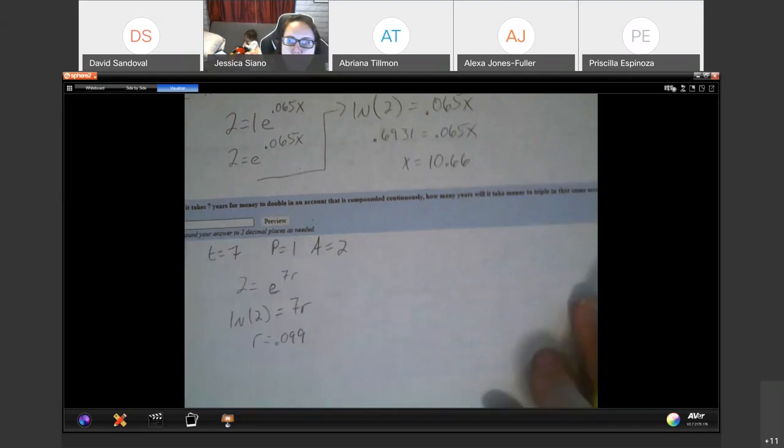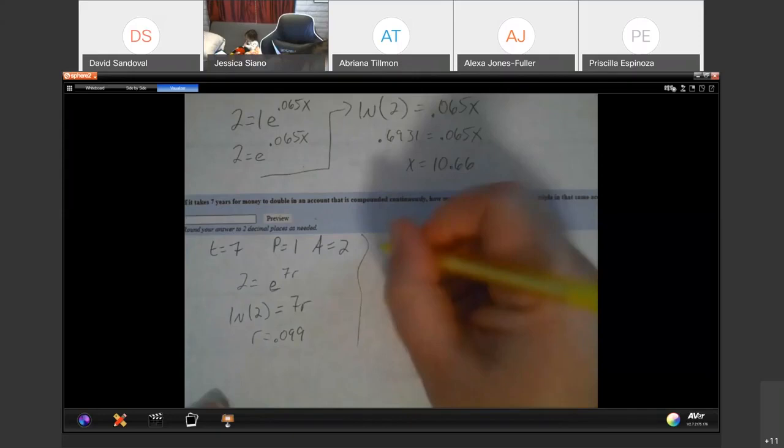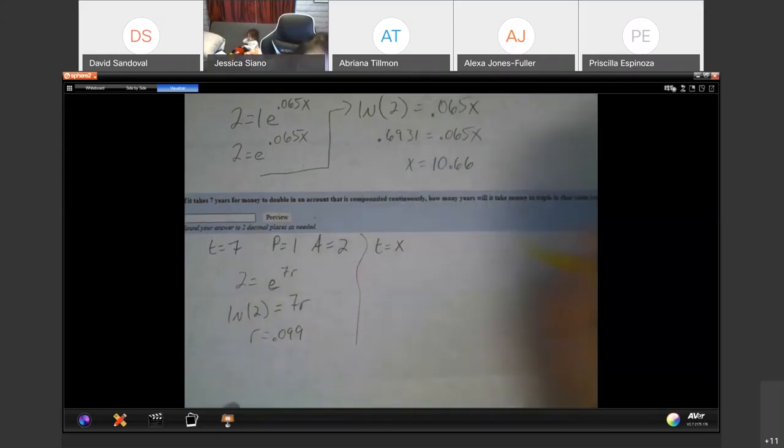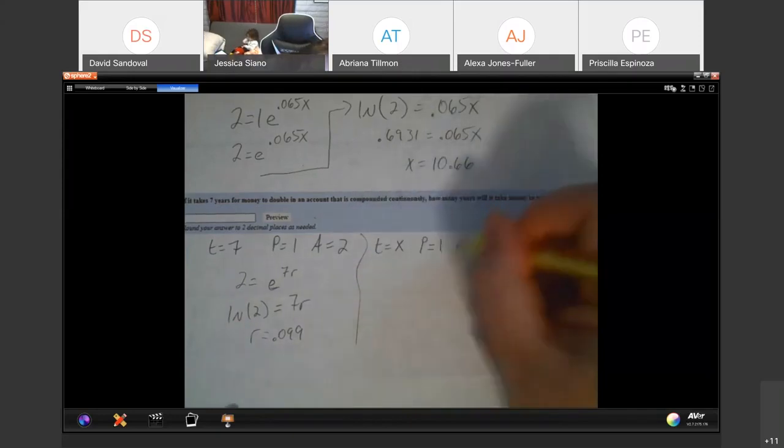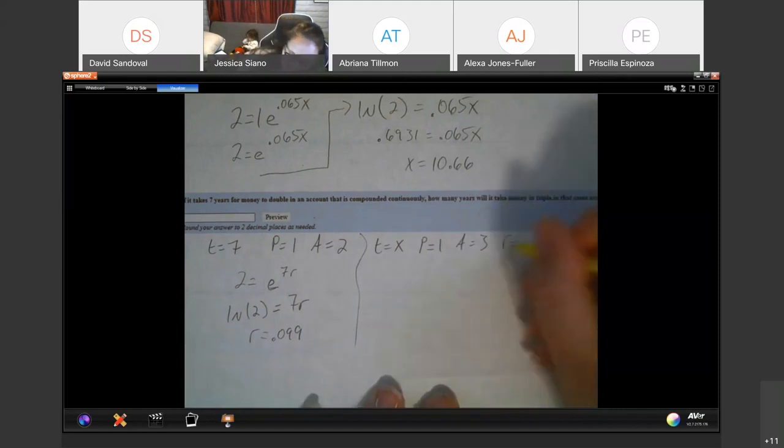9.9%. So then how many years will it take to triple? Okay, so this time I don't know t. This time my p is 1 and my a is 3, because now instead of doubling, I'm tripling. And my r is 0.099.